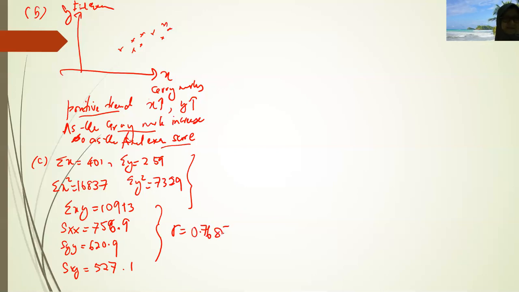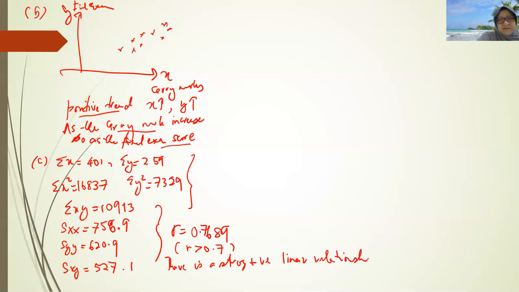0.7689. Then you need to interpret this. R here is more than 0.7, so it says that there is a strong positive linear relationship between carry marks and final exam score, or final exam mark. That is how you interpret.